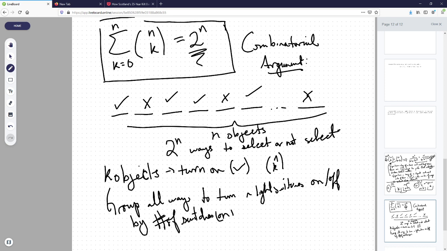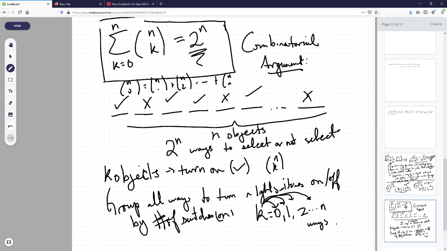And so given the fact that there's going to be somewhere in the range of 0, 1, 2, all the way up to n ways, that means that either we're going to have 0 light switches on, or 1 light switch on, or 2, or 3, or n. Therefore, n choose 0 plus n choose 1 plus n choose 2 plus ... plus n choose n is 2 to the n. Now this is a combinatorial argument, so the thing is that it doesn't feel very precise sometimes.